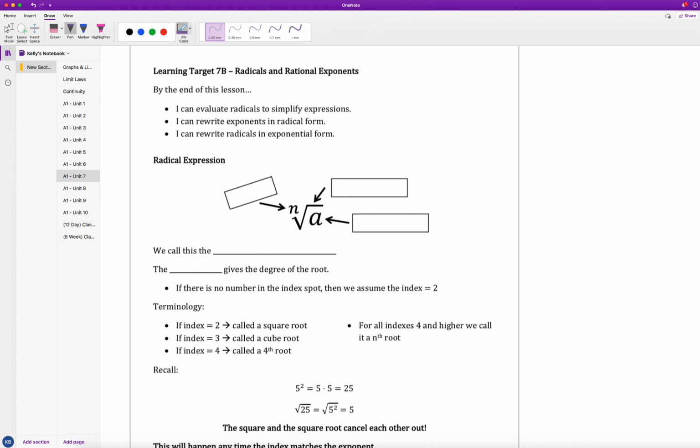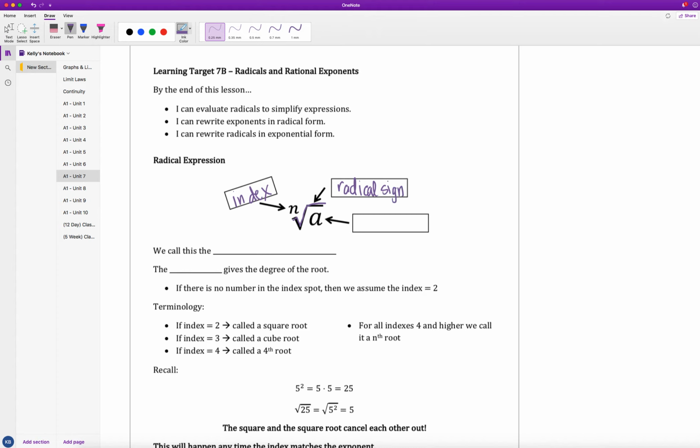So let's start with what a radical expression is, and let's talk about all the pieces. In this radical expression we have three things. The n, which is a superscript in front of the radical sign, is what we call the index. That tells us what type of radical we have, if we have a square root, cube root, fourth root, fifth root, etc. The radical symbol here is this guy, which I'm going to trace for you in purple. That's what we call our radical sign.